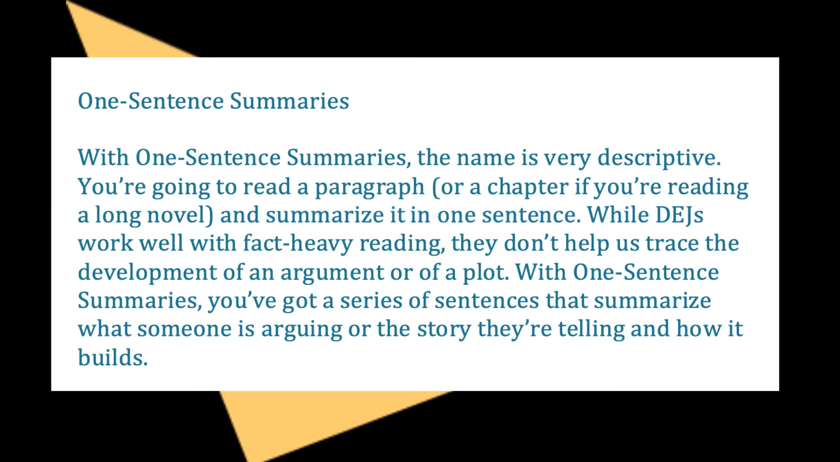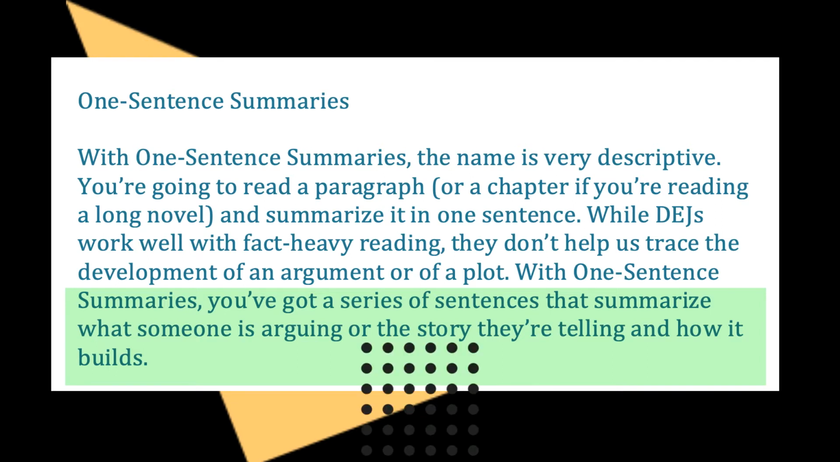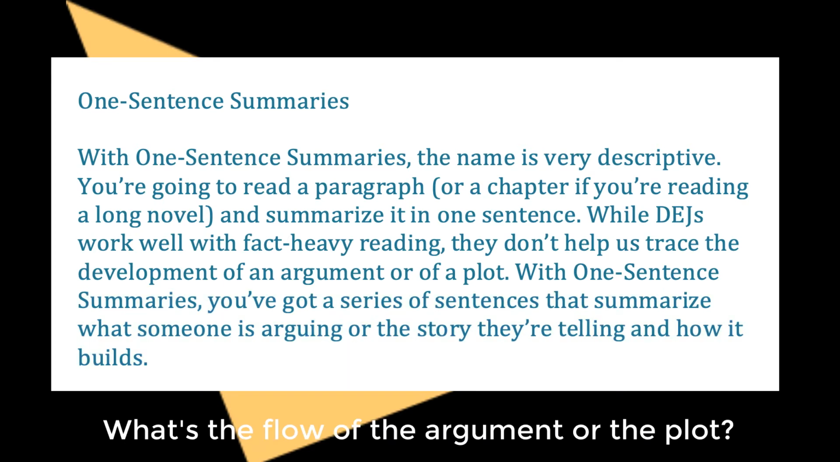Or if you are looking at an argument and you want to see how this person is building their argument, you need to be able to see the flow of the argument. You go one paragraph at a time. What did they add to the argument in that paragraph? This is why one-sentence summaries work really well in some situations. They help you see the flow, the beginning, the middle, and the end in a fairly simple way because you got it down in single sentences. Double entry journals are great for fact-heavy reading, but they don't necessarily help you plot the flow of something in a really clear, easy way to see.